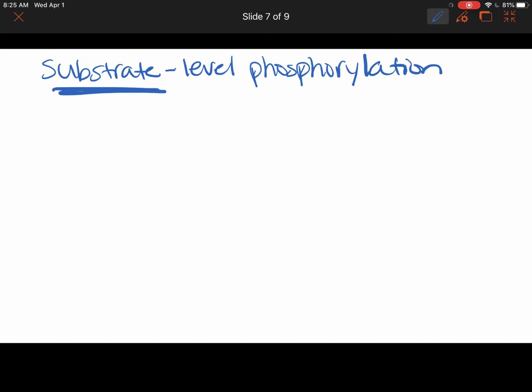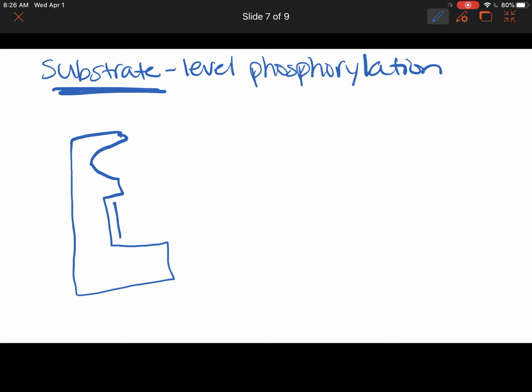You see the word substrate, what do you immediately think of? You should immediately think of enzyme, okay? So for substrate level phosphorylation, we're going to have an enzyme, and you guys know I'm a terrible artist, okay? And so one of the things that's going to bind this enzyme is the substrate that has a phosphate group on it. Okay, that phosphate group came from the energy payoff phase when ATP was used up. Well, ADP is also going to bind to this enzyme.